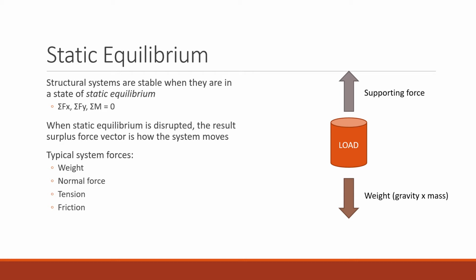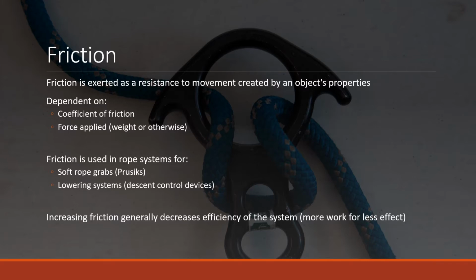You have a force of tension that's created as you load something. You can also have friction that exists as a surface is trying to slide against another surface. We'll be more specific about friction. Friction is that resistance to movement that's created by the intrinsic properties of an object.